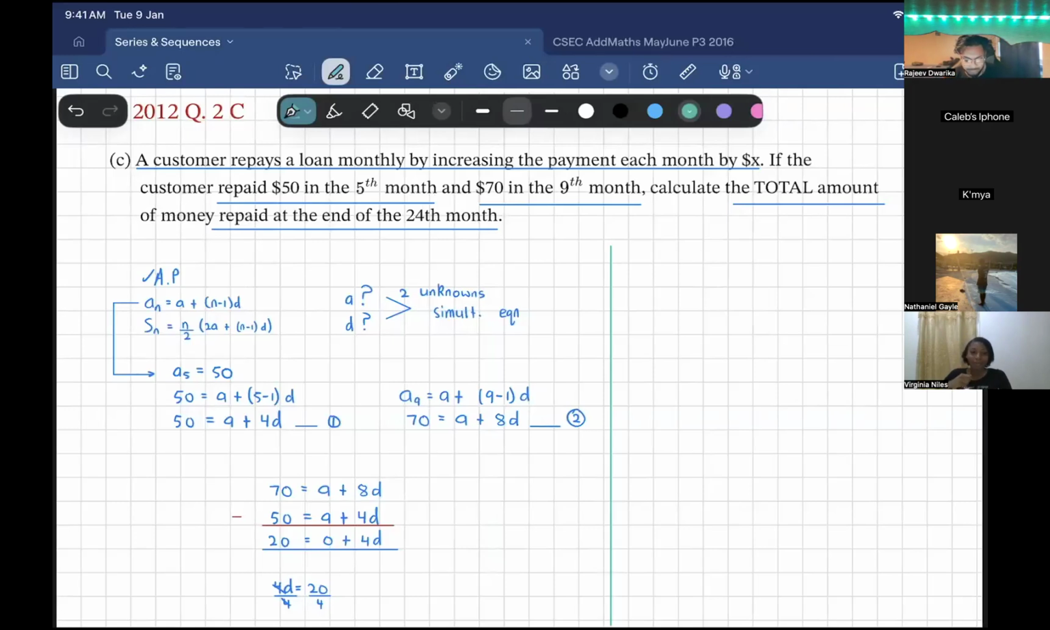Okay, let me go back to the main things I need to know for AP. If I want to figure out the end term or the sum, what two things do I have to know? You gotta know the common difference and the first term. Good. What if I tell you we could find the common difference real easy? Okay, what did they give us in the question? They gave us the 5th month and the 9th month.